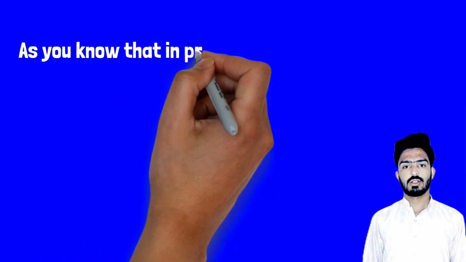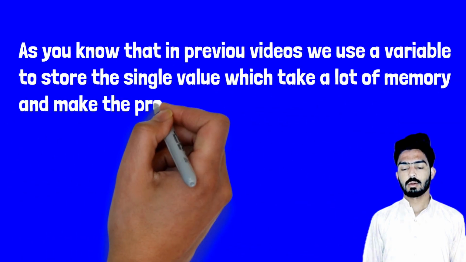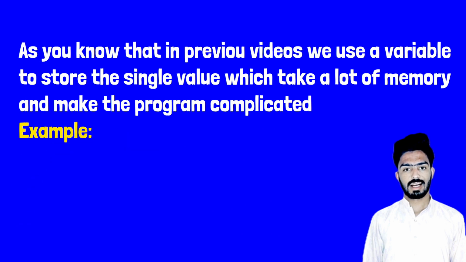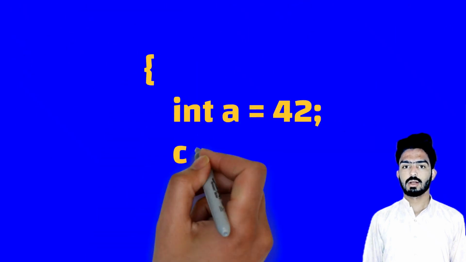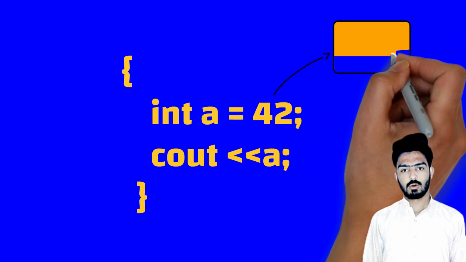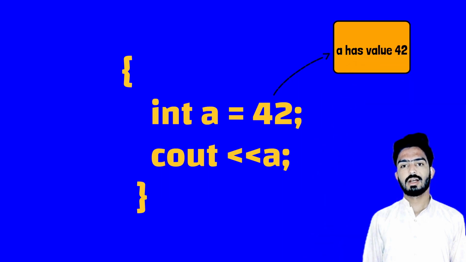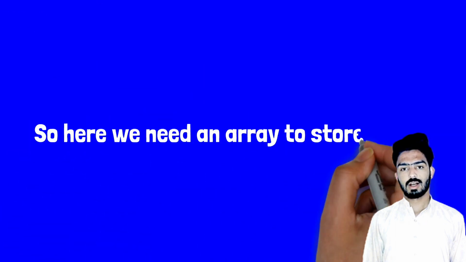As you know, in previous videos we used a variable to store a single value, which takes a lot of memory and makes the program complicated. Example: here we have assigned 42 to the variable a, which means it's stored in the variable a. Here we print the variable a, which means we print the value in the variable a. It only saves a single value in a variable. To store more values we need more variables, so here we need an array to store values.